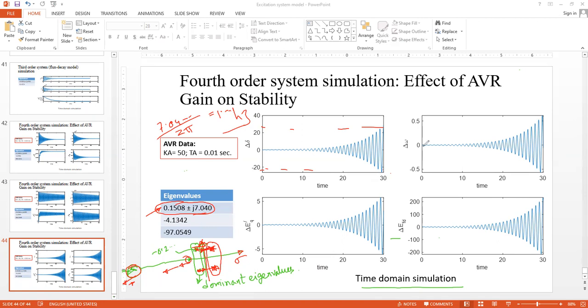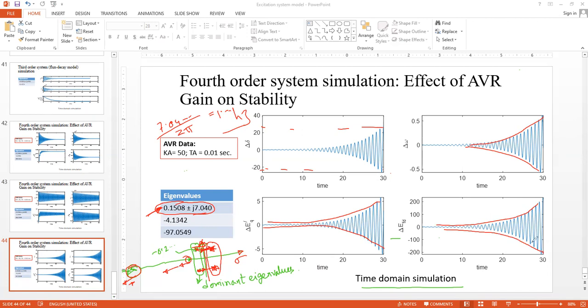Synchronous speed, in the previous cases, it was coming back to the synchronous speed because del omega was becoming 0. Now you see del omega is rising up. So this is an exponential instability case. There's a positive real part in the eigenvalue. So the system response is catastrophic.